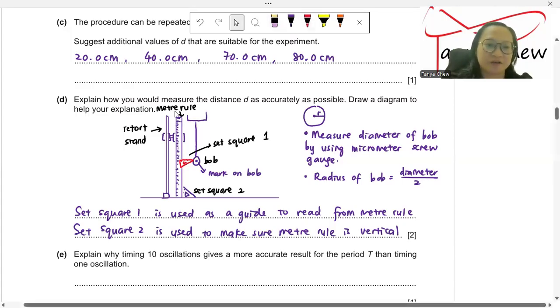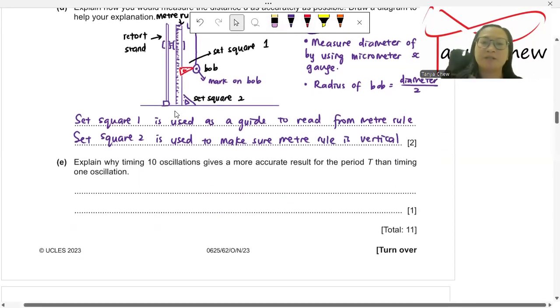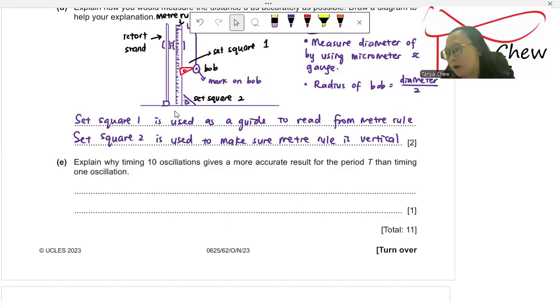Right, that's the answer. E, explain why timing 10 oscillations gives a more accurate result for the period T than timing 1 oscillation. Now, I want to use logic to explain this part. I noticed that most students, when asked to measure the period of one complete oscillation, whether it is related to a pendulum, a pendulum bob, or the oscillation of a ball, right?